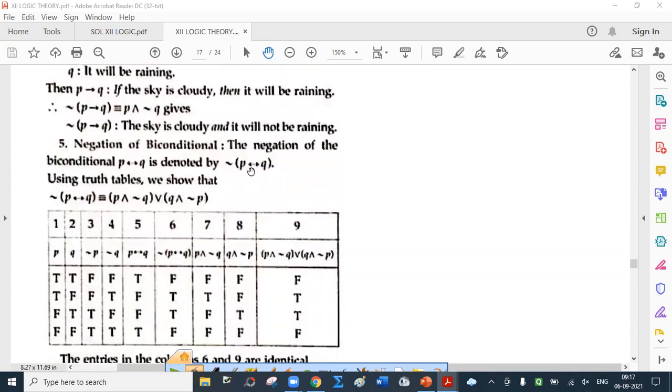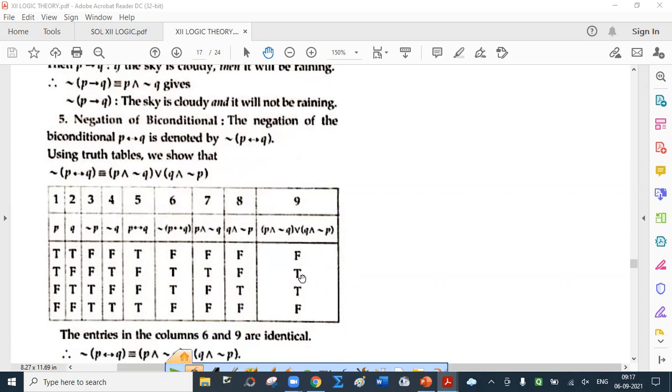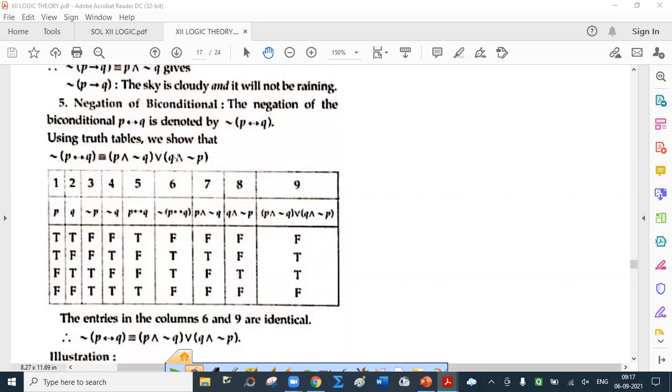Negation of biconditional. I have already explained how to remember this, but you can verify this by constructing this truth table. I repeat this part. Basically, why biconditional? Because it is double implication: P implies Q and Q implies P. So the negation of biconditional is the negation of that conjunction, which is a disjunction. See the cursor. Disjunction of negations.